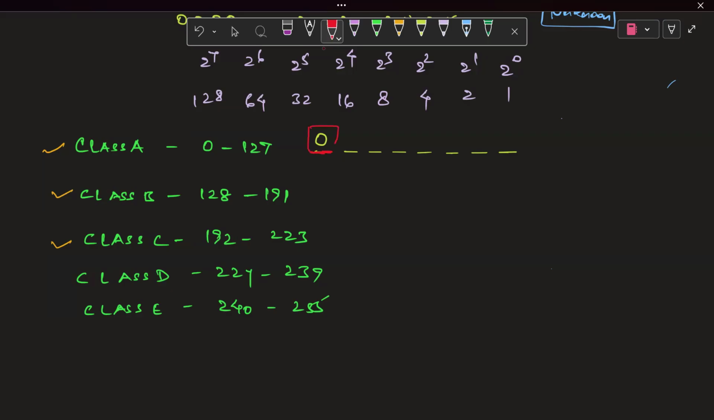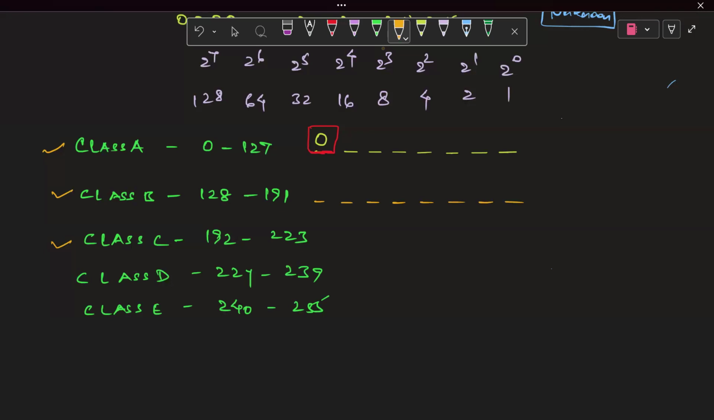This is the first rule. What is the first rule of the class A range? Means we know this is a range. The rule says that the first bit of the first octet will always be zero, and it is going to be fixed. Right? Now you come to the second class, class B. Again, you write the same thing: 1, 2, 3, 4, 5, 6, 7, and 8.